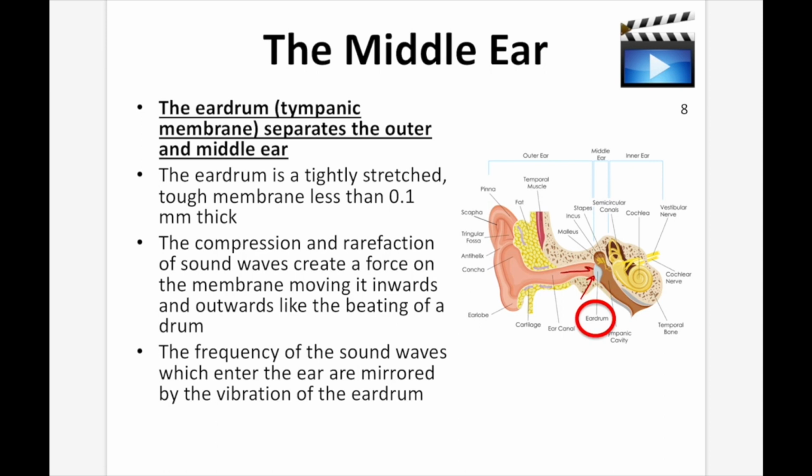So these sound waves come in, they're going to hit the eardrum, it's going to move back and forth at the same frequency that the sound is hitting it. The frequency of the sound waves which enter the ear are mirrored by the vibration of the eardrum. That's going to allow us to transmit that sound from the outer ear into the inner ear.